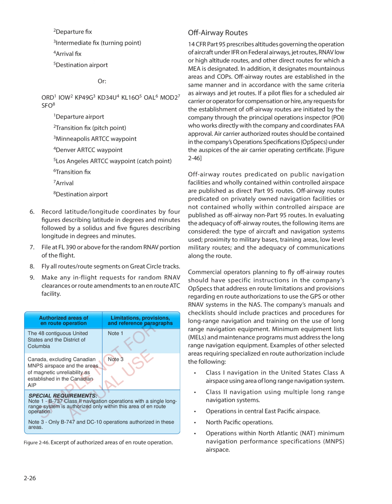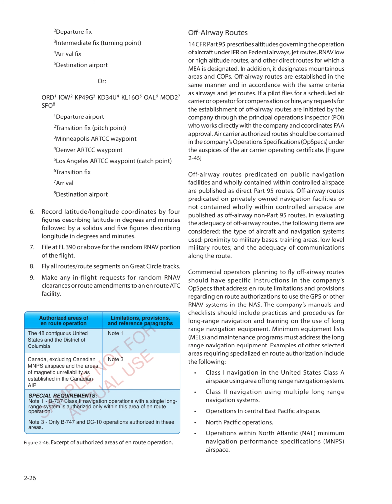Figure 246. Off-airway routes predicated on public navigation facilities and wholly contained within controlled airspace are published as Direct Part 95 routes. Off-airway routes predicated on privately owned navigation facilities or not contained wholly within controlled airspace are published as off-airway non-Part 95 routes. In evaluating the adequacy of off-airway routes, the following items are considered: the type of aircraft and navigation systems used, proximity to military bases, training areas, low-level military routes, and the adequacy of communications along the route.